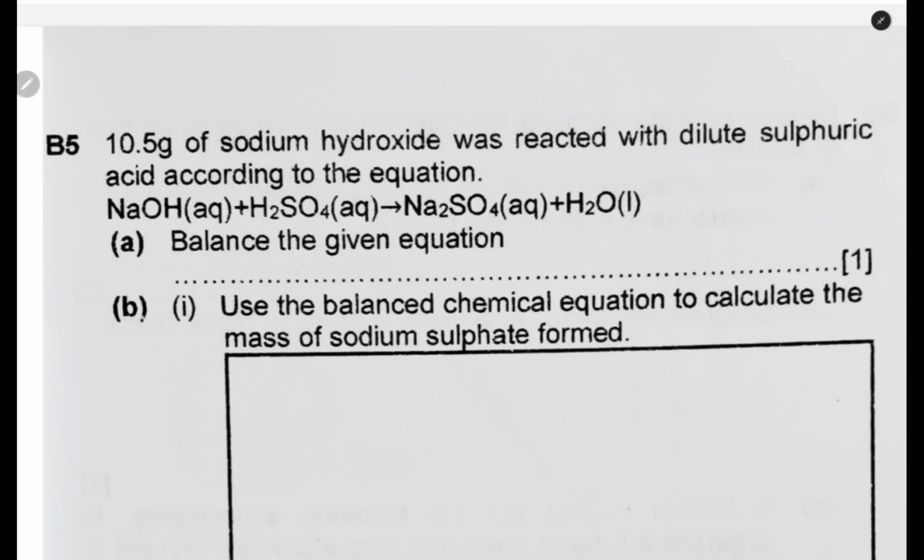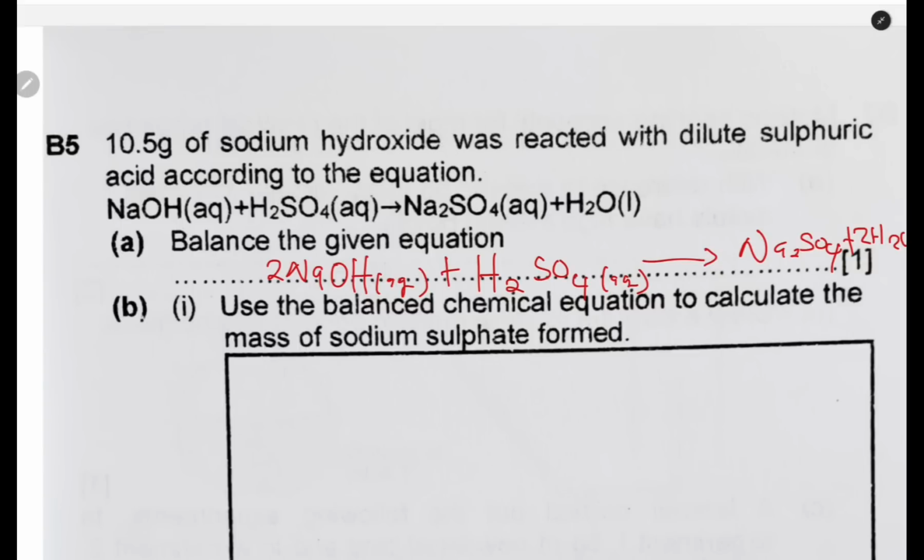So how do we balance this given equation? Let us rewrite the equation. NaOH, sodium hydroxide, which is aqueous, reacts with sulfuric acid, which is also aqueous. In this case, we are going to form sodium sulfate and water. Due to space, I will not write the state symbols there. Then to balance this equation, we just need to put a 2 here, and a 2 in front of water right there.